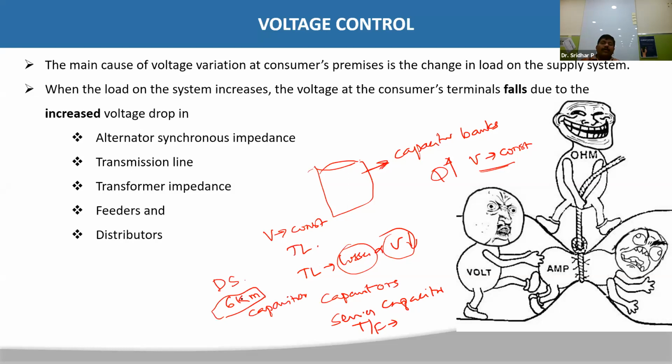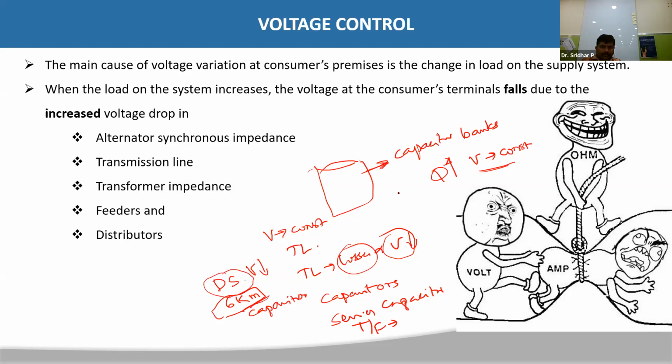Now, even if capacitor banks are not placed at this distance, you can find a voltage dip at that particular point. So the ideal distance to place the capacitor banks is 6 kilometers, especially in distribution systems.